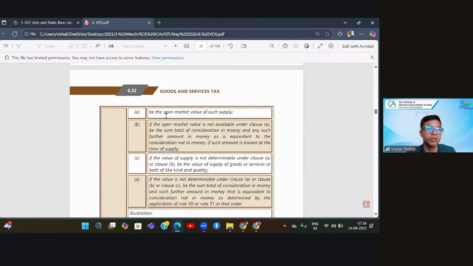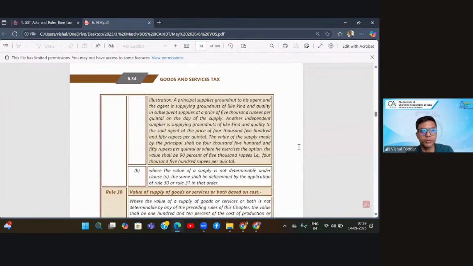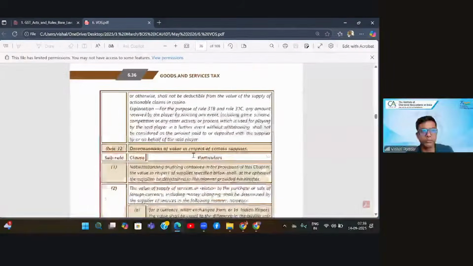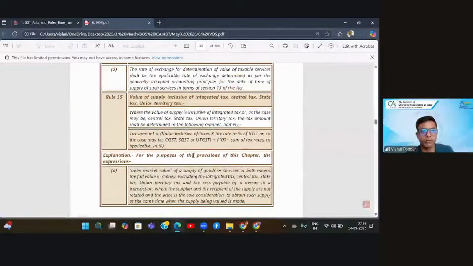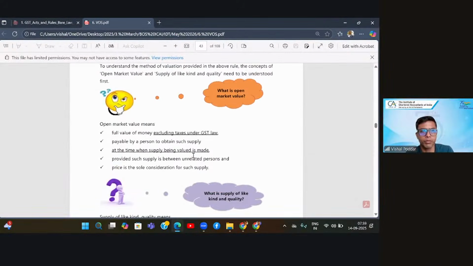Now here there are some terms which we need to understand. One is open market value, first term. Second term is goods or services of like kind or quality. Let us first understand these terms. I think they are explained below also. Yes. Can you please read, Beta, the definition of open market value?